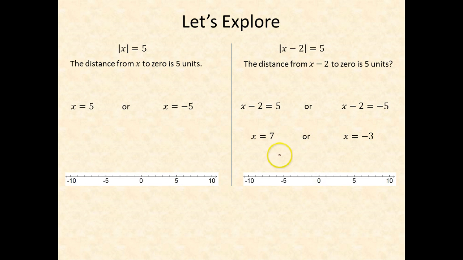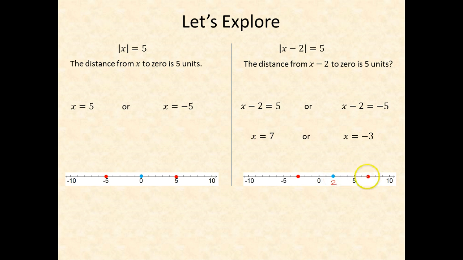Then we graph our solutions. So x equals negative 5 is about here, x equals 5 is here, and those are both 5 units away from 0. Oh wait, yeah, 0, there's the center. x equals 7 is there, x equals negative 3 is here, but what's right in the middle of those? Right in the middle of those is 2.